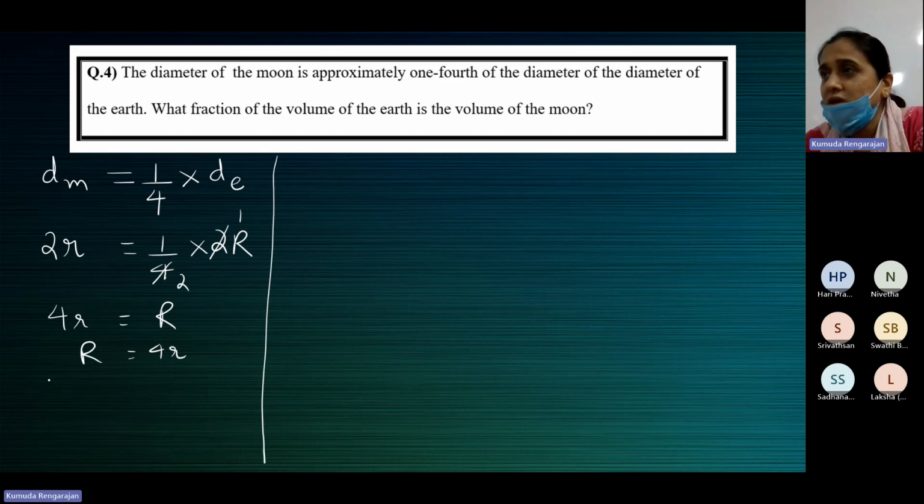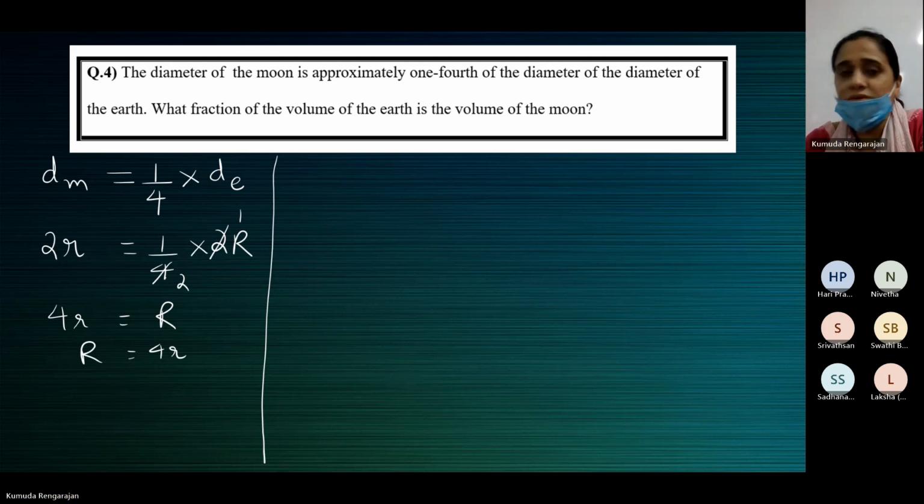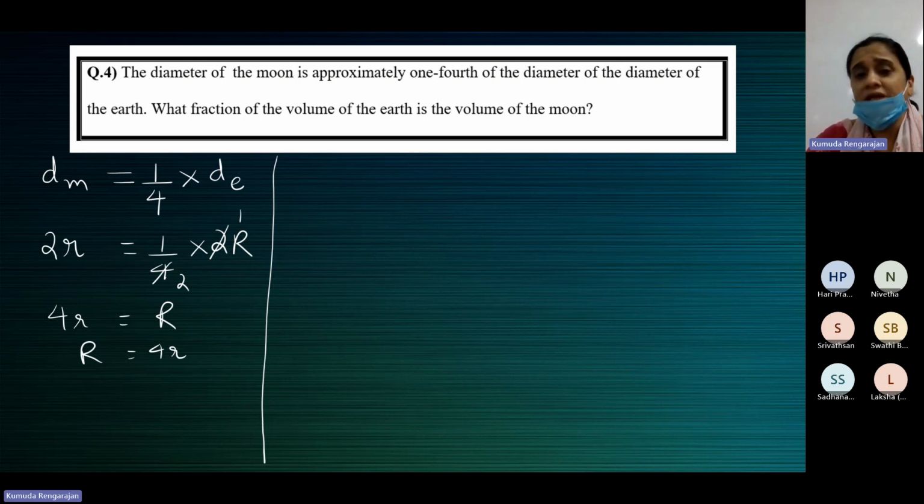You want a fraction. So you want to write something in the numerator and something in the denominator. What in the numerator? The smaller one in the numerator, the larger one in the denominator, because that's how a fraction is represented. That's the meaning of what is given here. What fraction of the earth is the volume of the moon? That means it is volume of moon by volume of earth. What fraction of the class are girls?